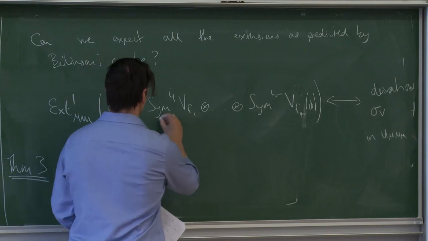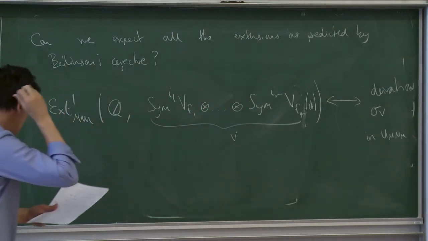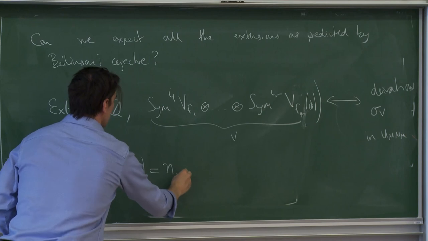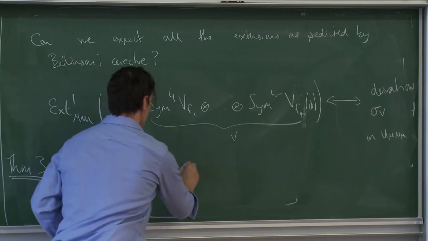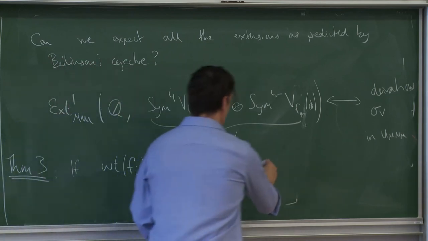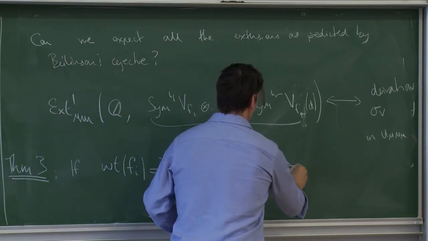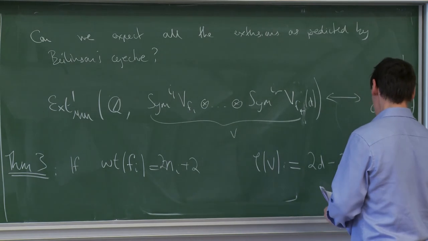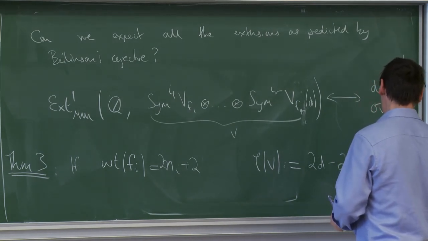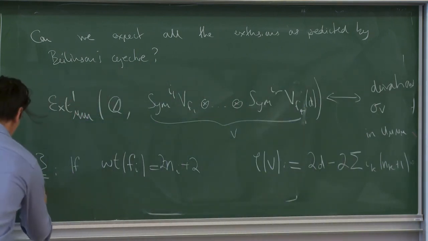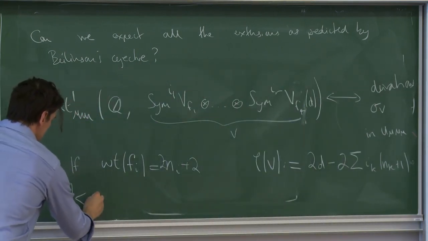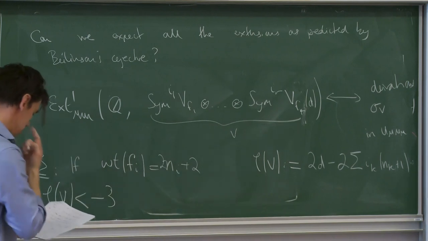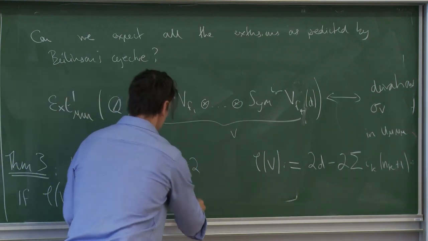I was absolutely astonished to discover that if we write the weight of each modular form Fi as 2Ni plus 2, then define a quantity L of V to be 2D, which is the Tate twist here, minus the sum over i of 2 Ni plus 1. Then if L of V is less than minus 3, I think it might be less than or equal to, but I have a doubt, then these extensions cannot occur.